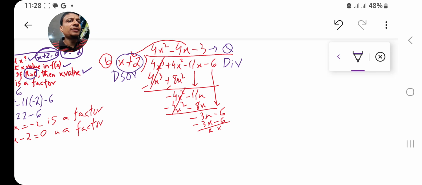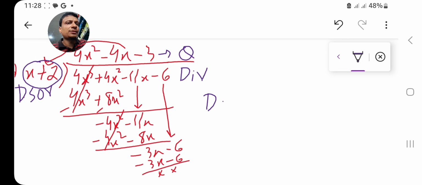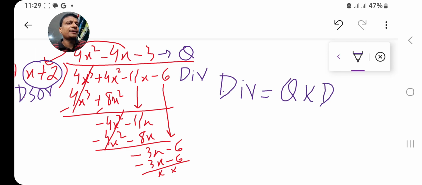So how do we say it in general? The dividend, which means this cubic equation, is equal to the product of quotient multiplied by divisor. Mind it, quotient multiplied by divisor. In other words, the cubic equation is equal to the product of linear and quadratic equation.